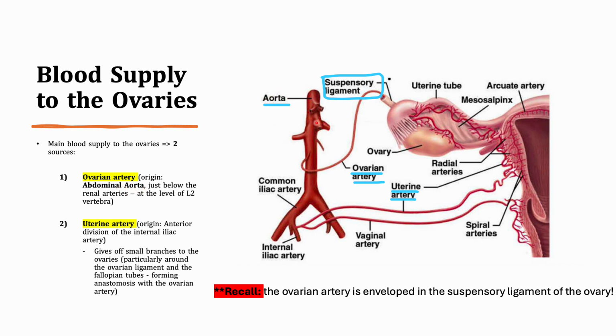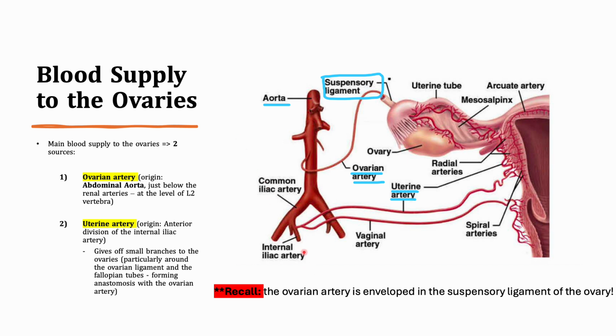So this is the aorta, abdominal aorta, and then we're going to give off the ovarian artery. And that artery, if you follow it, is actually going to go into the suspensory ligament and actually supply the ovary. That kind of branching off happens just below the renal arteries at around the level of the L2 vertebrae.